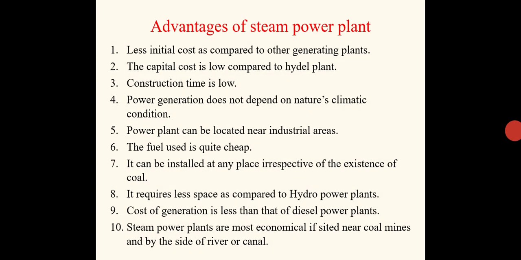So compared to the diesel power plant, here the cost of generation will be less. Then comes steam power plants are most economical if sited near coal mines and by the side of the river or canal. See, if we are able to locate steam power plants near the coal mines, then it will be better. We can reduce the transportation cost and all. And also if it is near the river, we will have plenty of water supply. So we can remove that condenser as well as the cooling tower, which is again an energy consuming part.